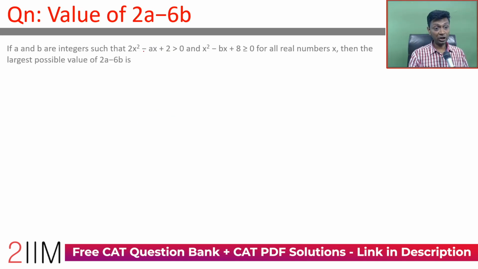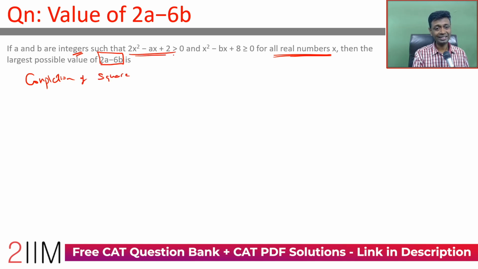If a and b are integers, such that 2x square minus ax plus 2 is greater than 0, and x square minus bx plus 8 is greater than or equal to 0, for all real numbers x, a very vital point, is always greater than 0. Then the largest possible value of 2a minus 6b. It's a complicated sounding question. We're going to do this by a wonderful method called completion of squares.